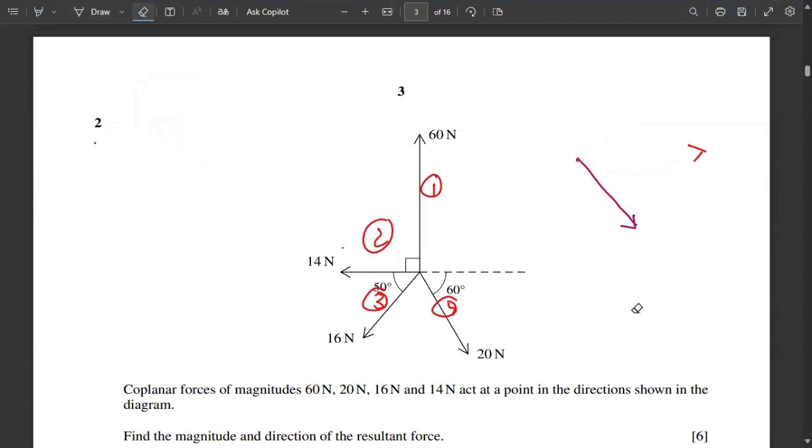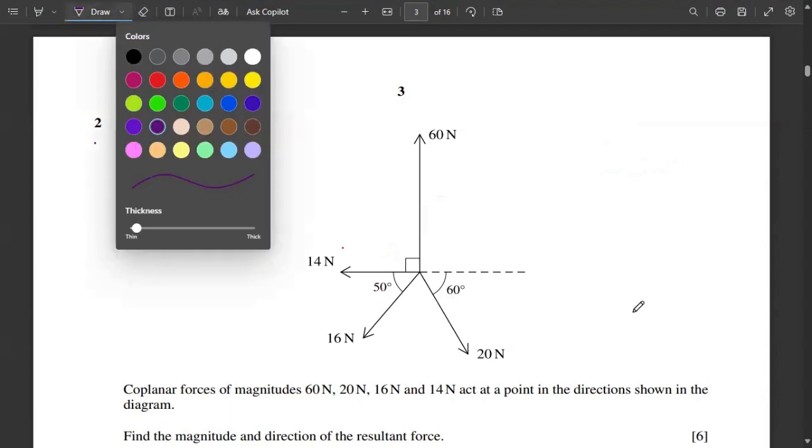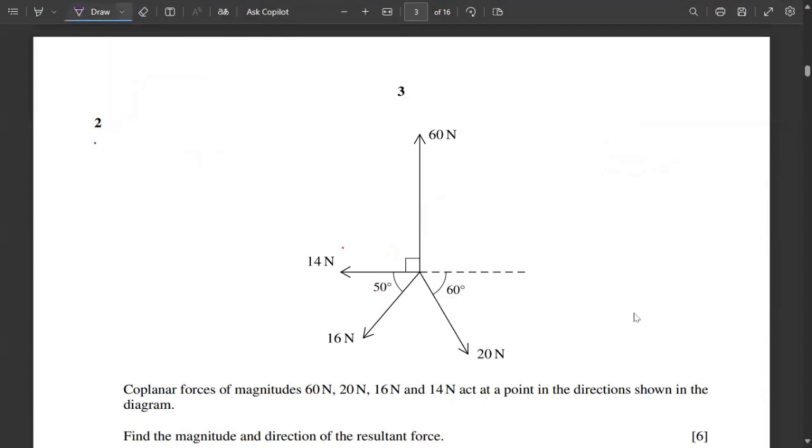Now, how do we find that? The first step is we resolve all the forces into horizontal and vertical directions. What do I mean by that? This 16 Newton force will act in two directions. One, it will act a little bit to the left, and one it will act above. Now this arrow, I will shift it here, so it will look something like this. Perfect. And now let me redraw the diagram.